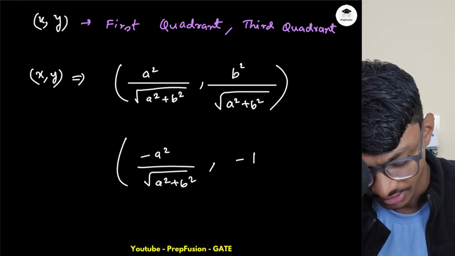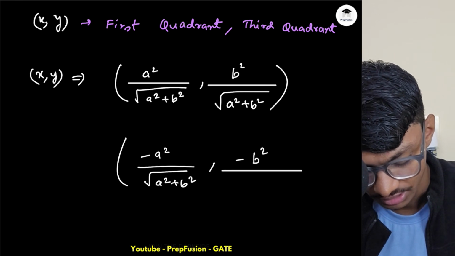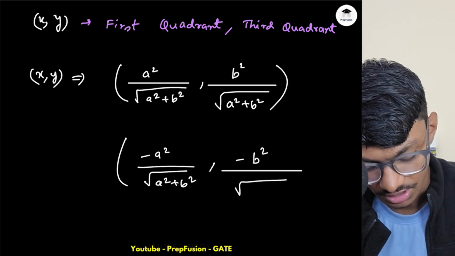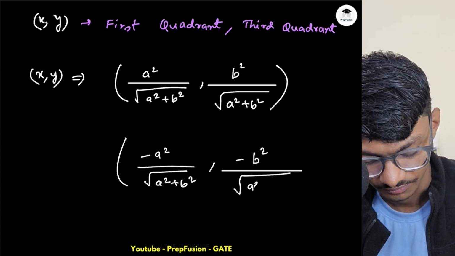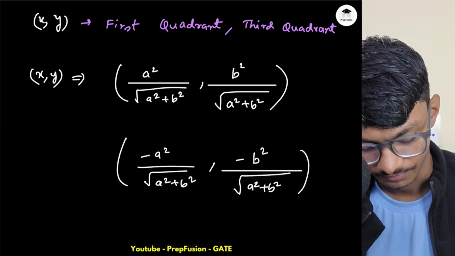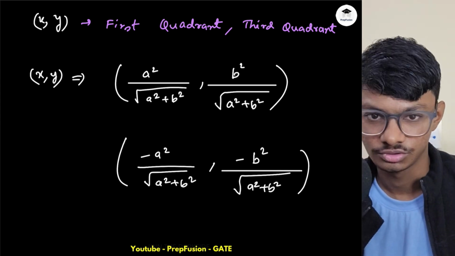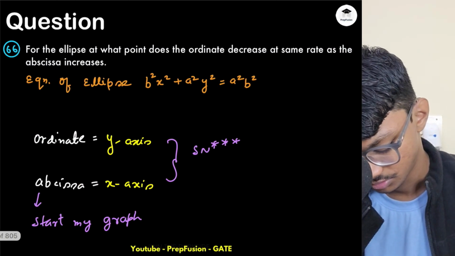So you might say, sir, why are you stressing so much on this? Nobody stresses on this. But yes, GATE, what they do, when nobody stresses, they ask the question from that only. Minus a square by under root a square plus b square. Okay, so these are the two possible solutions for this question.